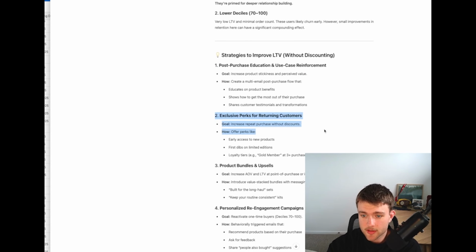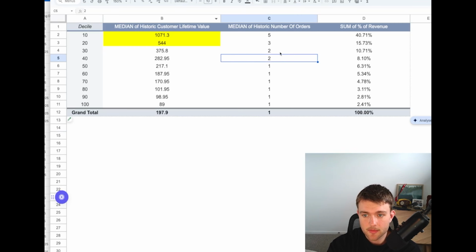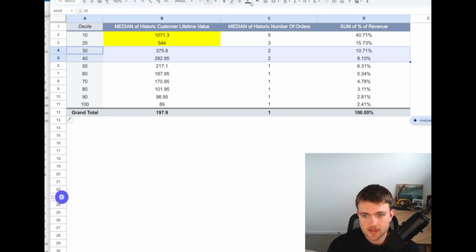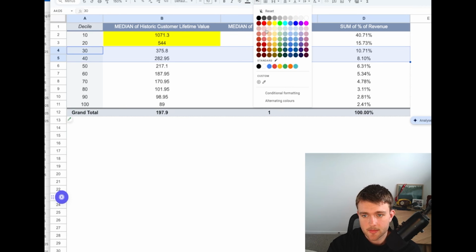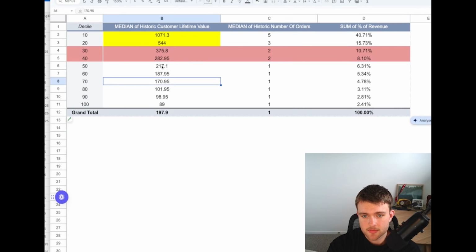Now, exclusive perks for returning customers. You can increase repeat purchase rate without discounts. You can offer perks like early access to new products, first dibs on limited editions, and loyalty tiers. This is a great suggestion. Essentially, another thing we want to do is get people who have placed 2 orders to place 3 orders. Let's sort of break these into groups.